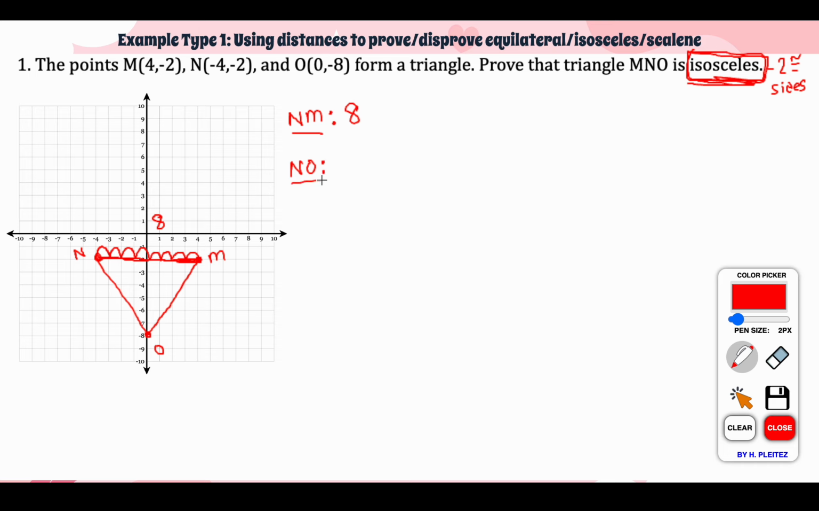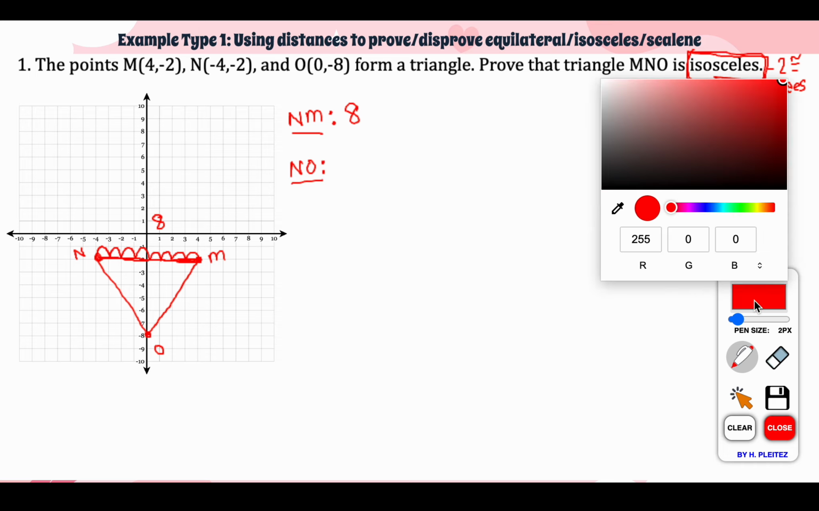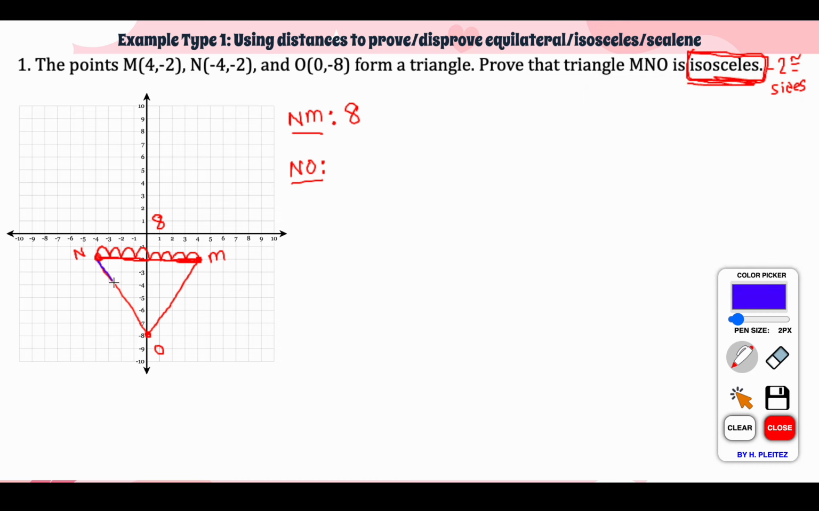So again, to find the length of a segment, you can use either the distance formula or the Pythagorean theorem. For NO, I'm going to use the Pythagorean theorem. For MO, I'll use the distance formula, just so that you can see both in action. But you can choose whichever one you want to use, whichever method you're more comfortable with, then so be it. So NO is right here.